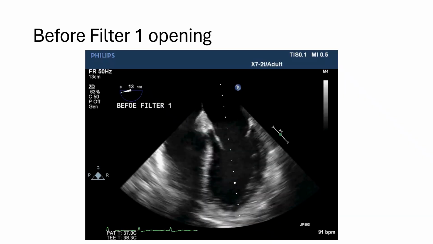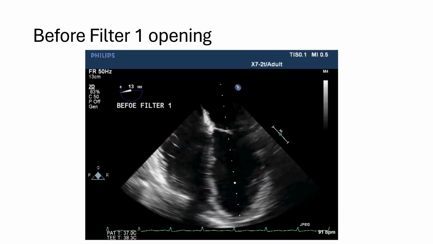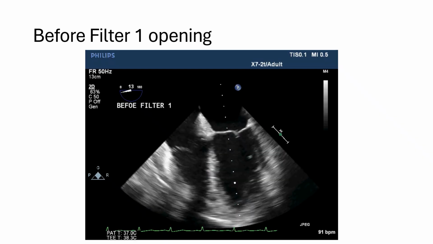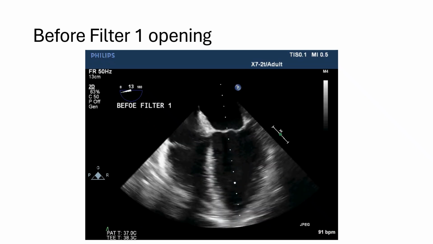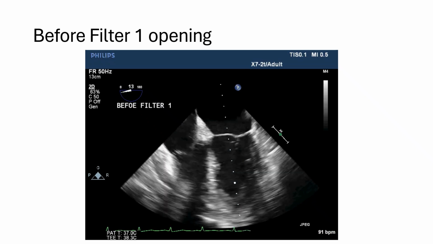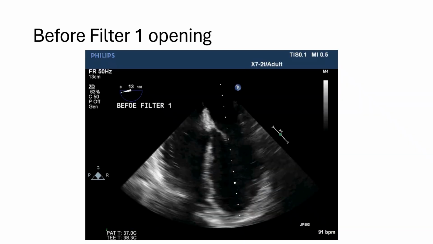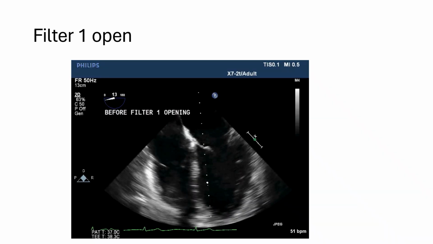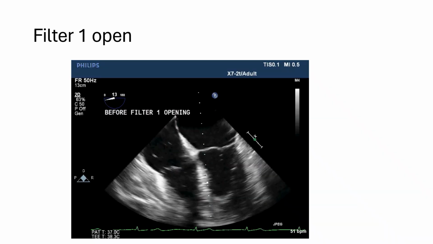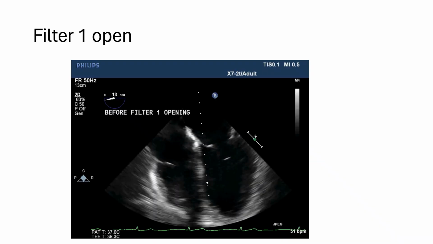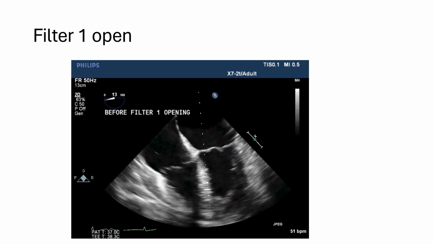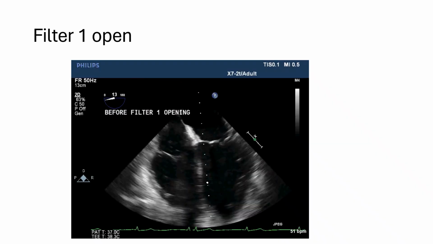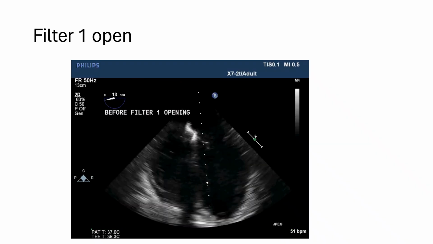This slide is before filter 1 was opened, and we resuscitated the patient. So the ventricles are filled again, and we can see contractility is slightly decreased, but overall normal. This image shows us the video when filter 1 was opened. Just ignore the writing on the image itself, that's not correct. We can see bradycardia. The ventricles are still contracting, and the volume seems to be adequate.